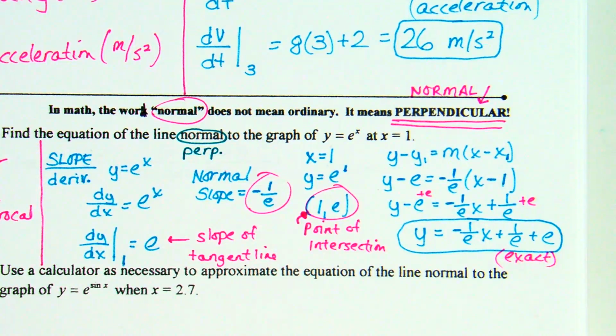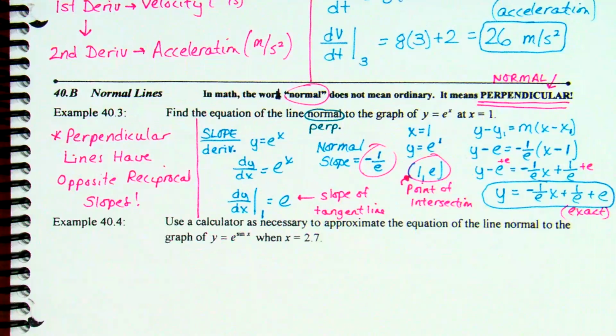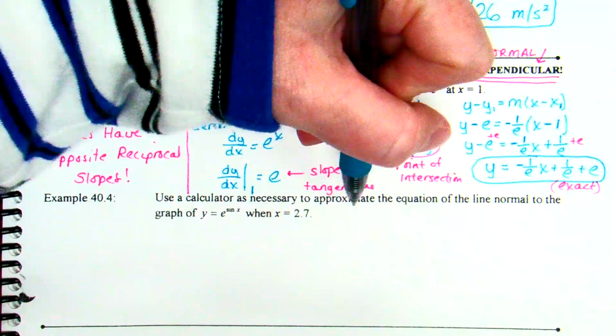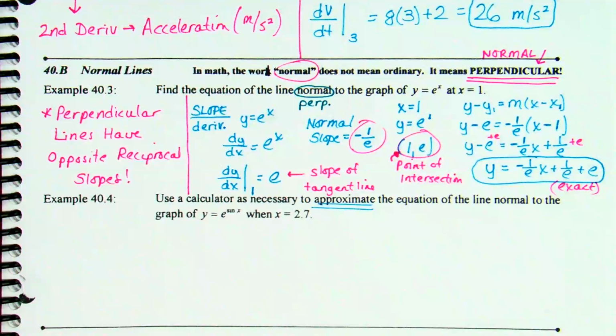Now this one actually says use a calculator as necessary to approximate. They want us to approximate the equation of the line normal to the graph of y equals e to the sine x when x equals 2.7. Meaning, when they say approximate, good. We're not going to leave e to the sine of some power in our answers. We're going to get a decimal answer. Okay?